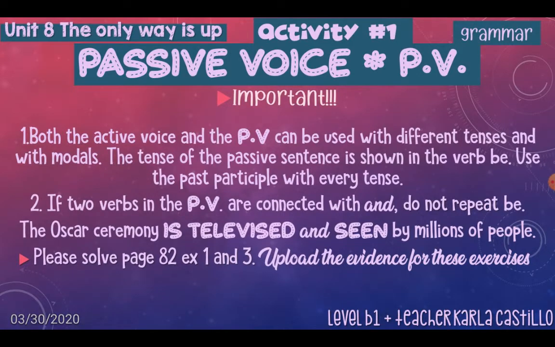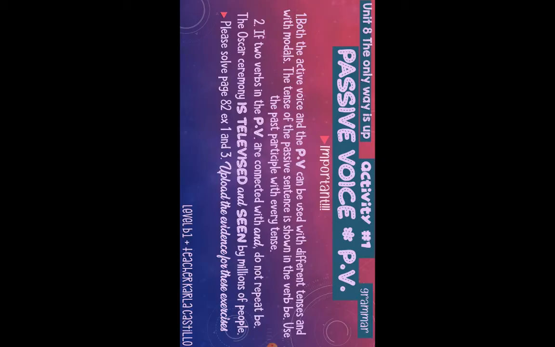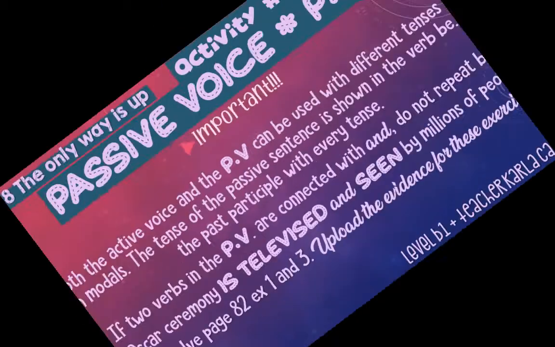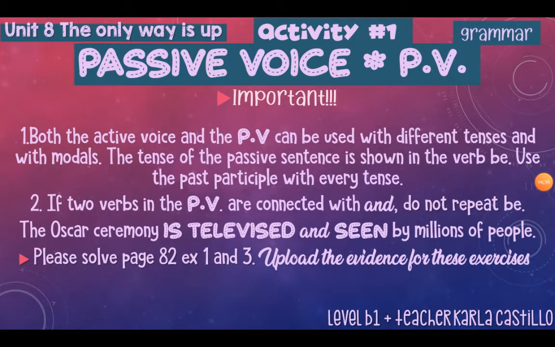Now, there are two extra important things that you need to remember. Both the active and the passive voice can be used with different tenses, as we see in the first example with the popcorn and that stuff. We saw one in present, one in past, and one in present perfect. The tense of the passive sentence is shown by the verb be. Okay, the past participle goes with every tense.